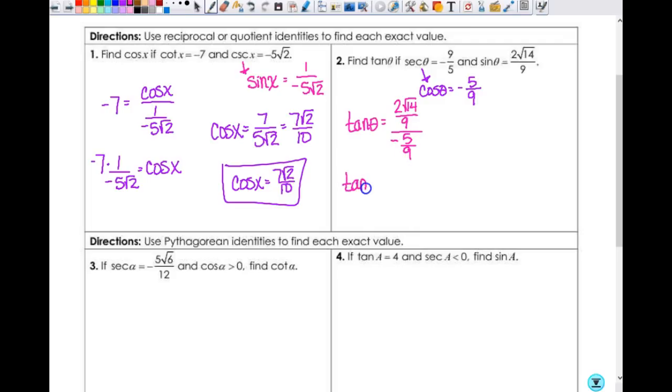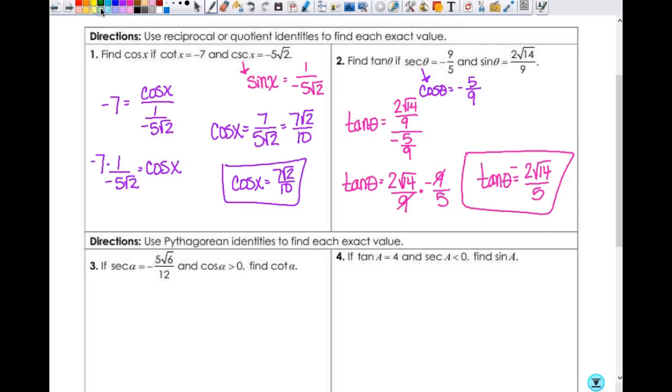So this one I do want to simplify my fractions. So these two I'm going to multiply by the reciprocal. So I get 2 square root of 14 over 9 times a negative 9/5. These 9's cancel out. And tangent theta is equal to 2 square root of 14 over 5, and it is negative.